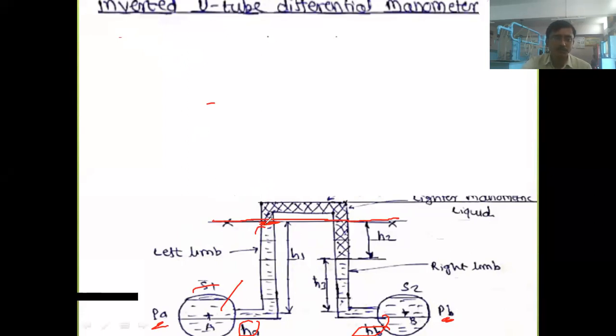Pressure head in the left limb below the datum must be equal to the pressure head in the right limb below the datum, right? And here the direction of the pressure is different. In case of the inverted manometer, the direction of pressure intensity PA and the pressure intensity because of this column of liquid was the same. This PA was acting in downward direction here, and the pressure intensity because of this column was also acting in this downward direction.